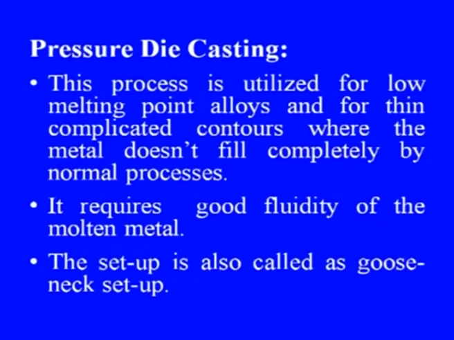The next process in this series is pressure die casting. This process is utilized for low melting point alloys and for thin complicated contours where the metal does not fill completely by normal processes. It requires good fluidity of the molten material. The setup is also called a gooseneck setup.